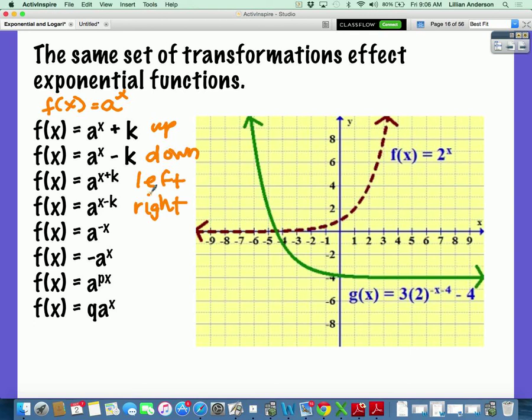The same types of transformations again that happened before. Remember with quadratics, the plus and the minus, if it was inside the parentheses, it meant it moved to the left and to the right. This one right here, when the x is negative, reflects where? Over the y. So it reflects over the y-axis.